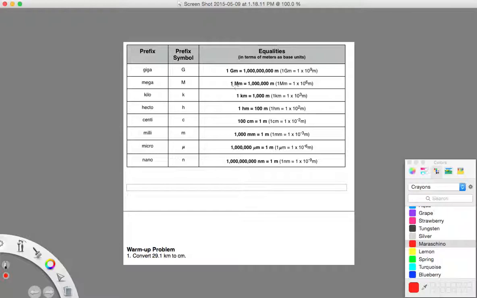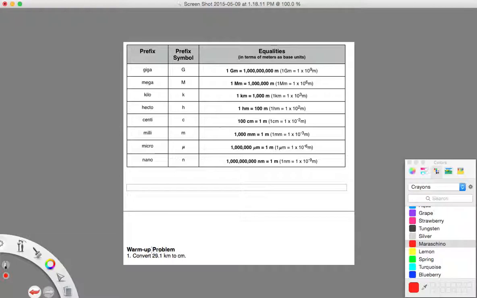This is mega. This is kilo. Sometimes it sounds like there's an A in there, but it's really kilo. Kilometer. Hecto, we rarely use that. Centi, we use that quite a bit. Milli, we use that quite a bit as well. There's 1,000 millimeters in 1 meter. Micro, again, there's 1 million micrometers in 1 meter. And nano, a nanometer, is times 10 to the 9th. There's 1 billion nanometers in every meter.